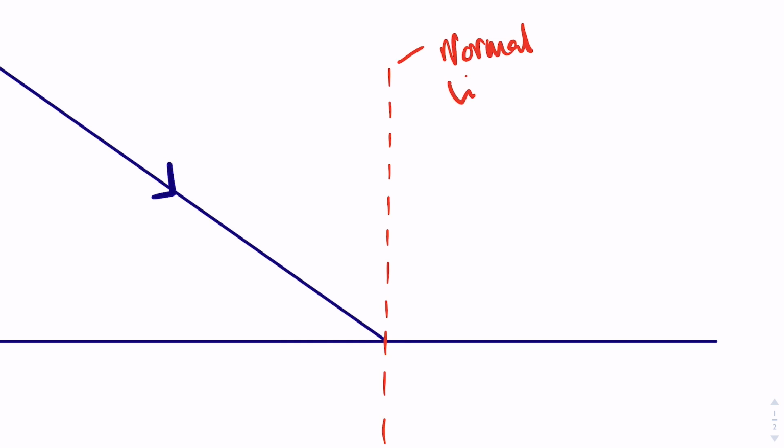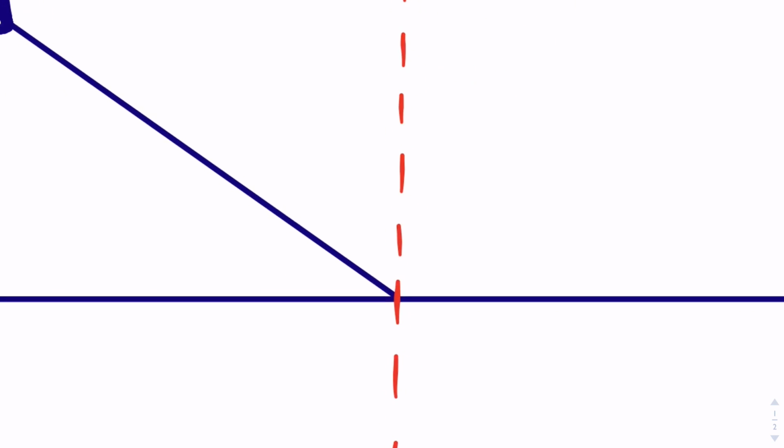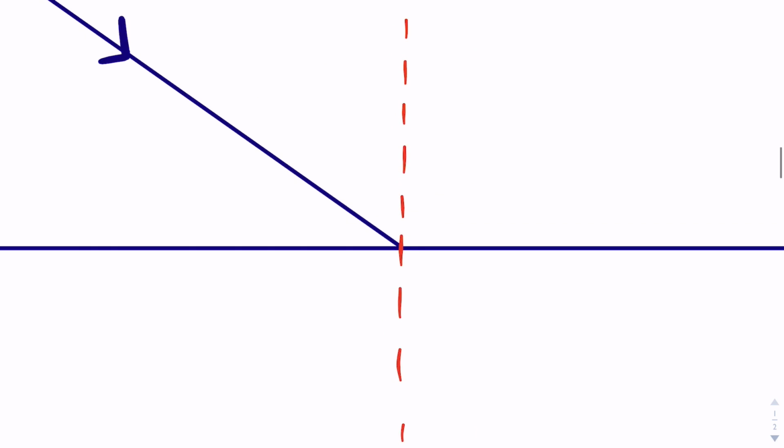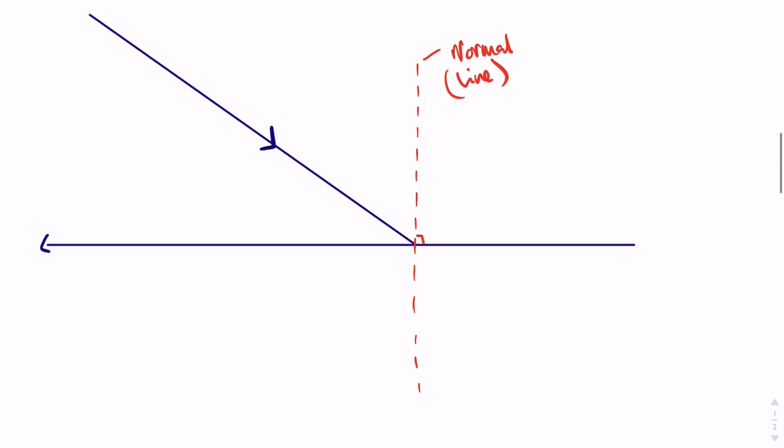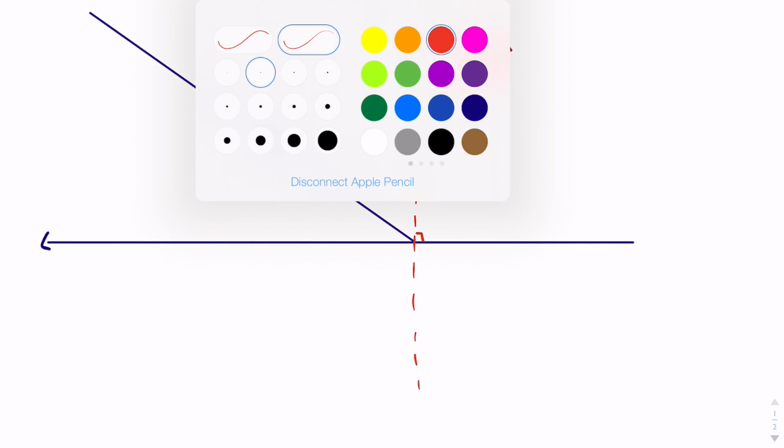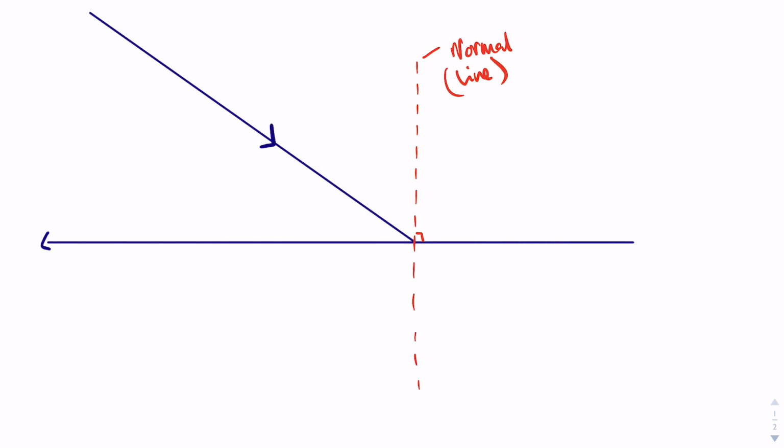I'm also going to draw on and label my normal line. Now my normal line is the imaginary line that is perpendicular to the surface. We sometimes just call it the normal, or sometimes the normal line. By perpendicular, I mean it forms a right angle here.